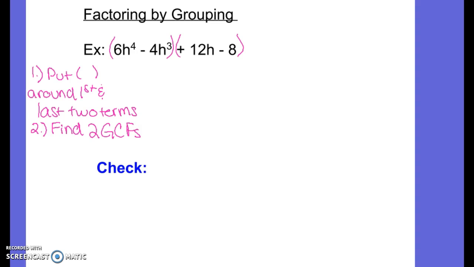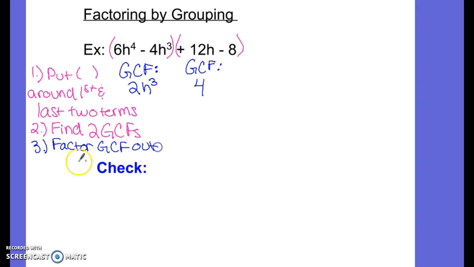So let's go ahead and find the GCF of the first group. The GCF of the first group, 6 and 4, would be 2. H to the fourth and h cubed would be h cubed. The GCF for the second one, 12 and 8, would again be 4. I guess not again, but there's no h's in common, so just 4. Then step 3 is to factor the GCF out of each.